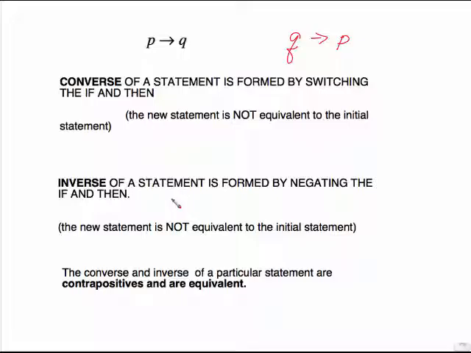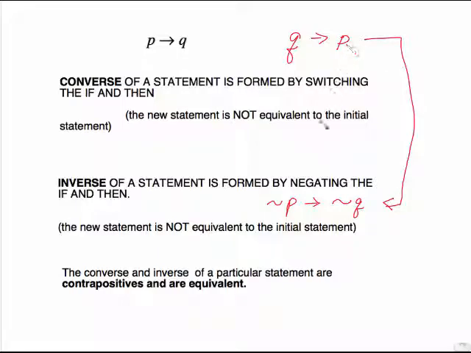The inverse of a statement is formed by negating the if and then. So starting with if P then Q becomes if not P then not Q. Same thing, the new statement is not equivalent to the initial statement. However, the converse and inverse of a particular statement are contrapositives and are equivalent, meaning this was the converse of this statement, this was the inverse of that same statement. These are contrapositives of each other.